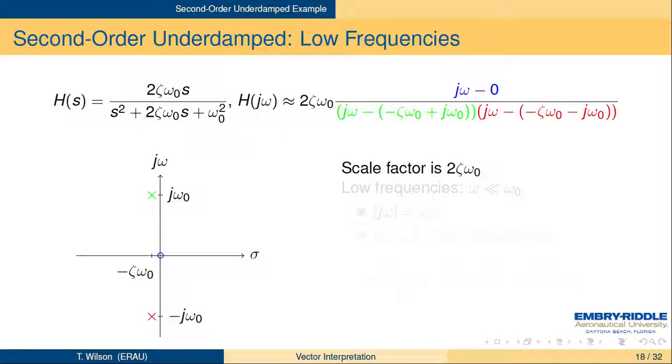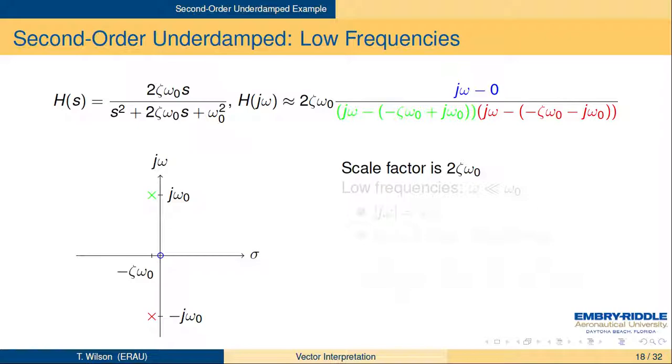So we're going to write the transfer function as 2 zeta omega naught s. Previously you may have had alpha there, so 2 alpha s over s squared plus 2 alpha s, and again alpha is zeta omega naught. That's just the negative of the real part of the pole location, plus the natural frequency squared.